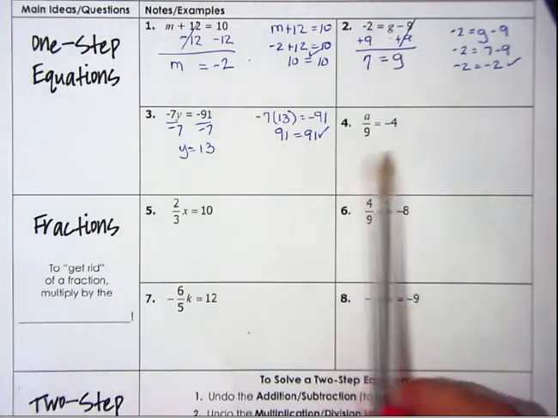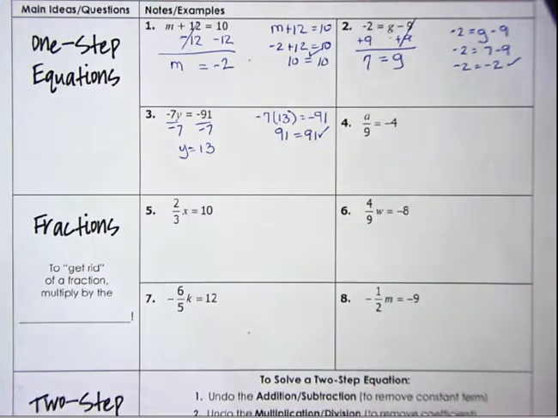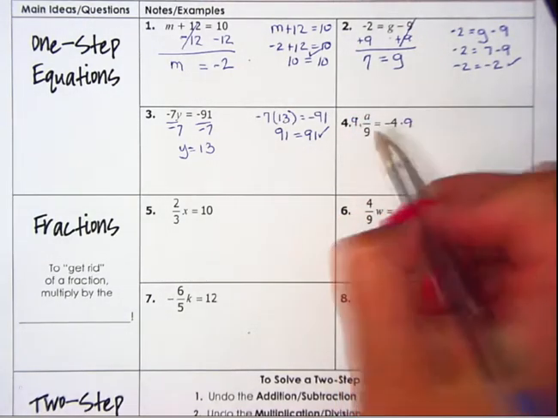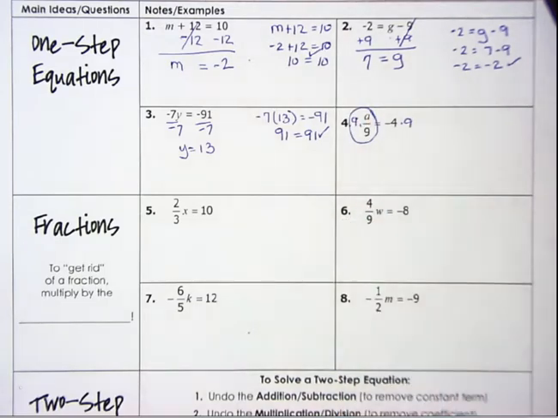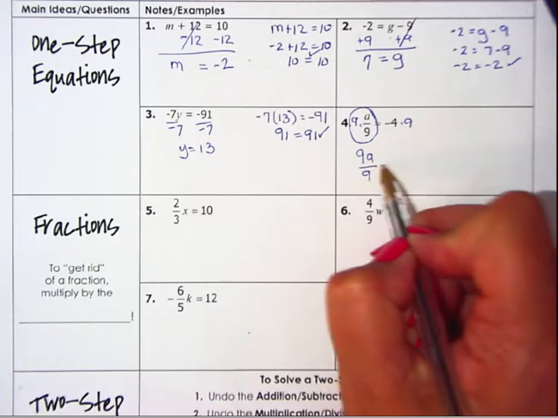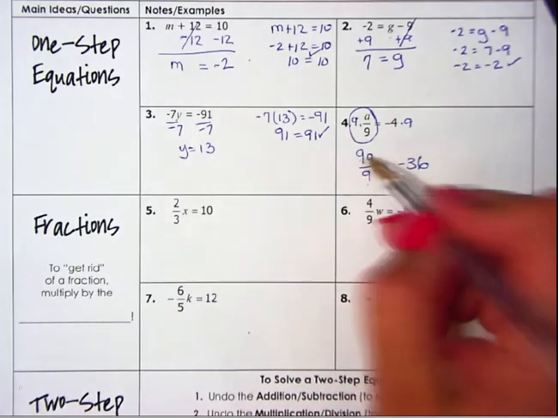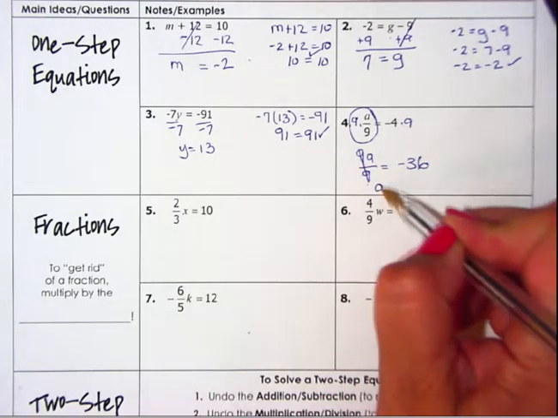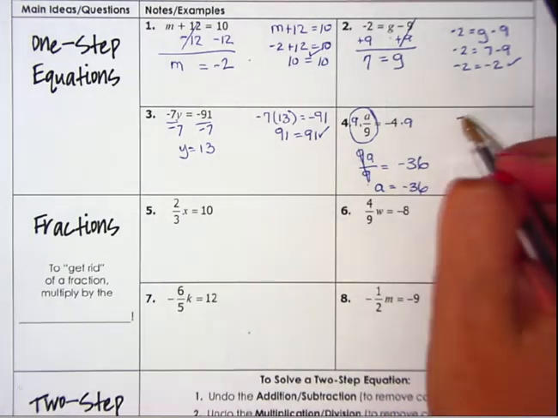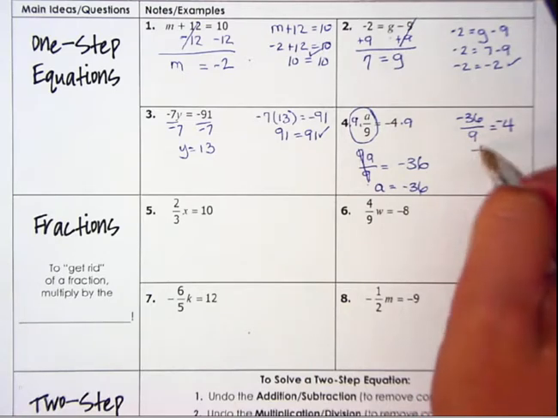All right, division. If we have a divided by 9 is equal to negative 4, to undo division, we're going to use multiplication. So we're going to multiply both sides by 9. Now, what happens here, which will help us in the next section, is we get 9a divided by 9 is equal to negative 36. Well, 9 divided by 9 is 1, so we really end up getting 1a is equal to negative 36. And again, if we check, negative 36 divided by 9 does give us a negative 4.